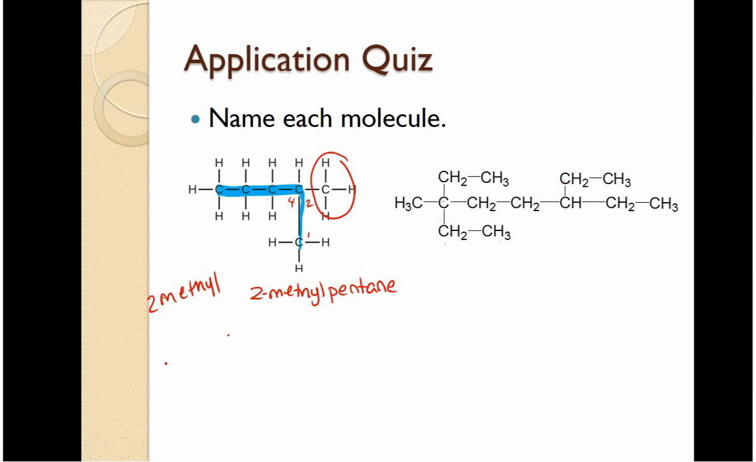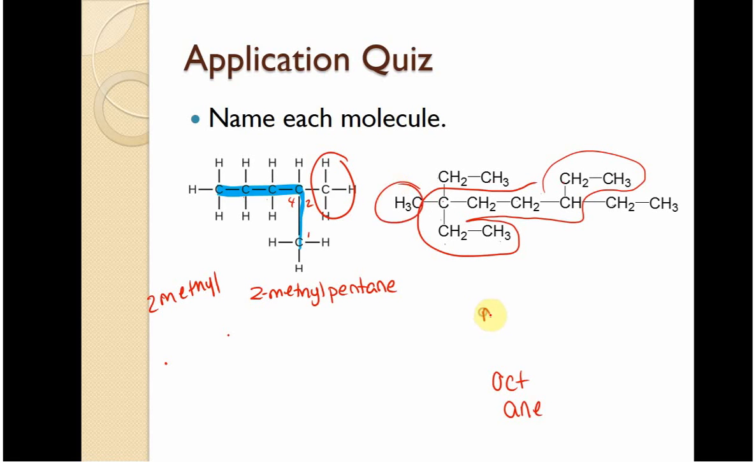So just to be difficult, I'm going to go in this direction, and that's going to be my longest chain, which is an oct. I only see single bonds, so it's an ane. Now, I have a substituent here. I have a methyl group. I have a two-carbon group here and a two-carbon group here. So I have ethyl groups, but because there's two, I'm going to add di. So it's going to be diethyl.